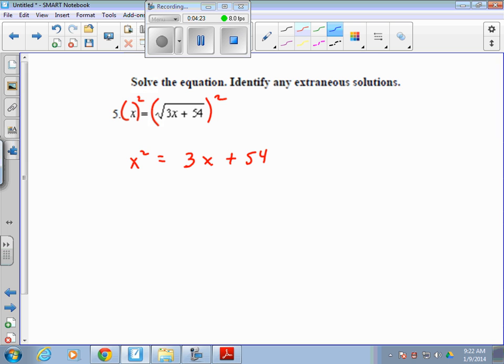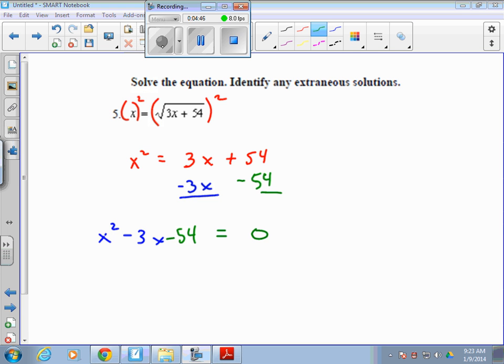So even though there's only one thing on the left and two on the right, let's bring the two things from the right over to the left. Subtract 3x, and you'll have x squared minus 3x, and subtract 54, and you'll have minus 54, and all of that will be equal to 0.